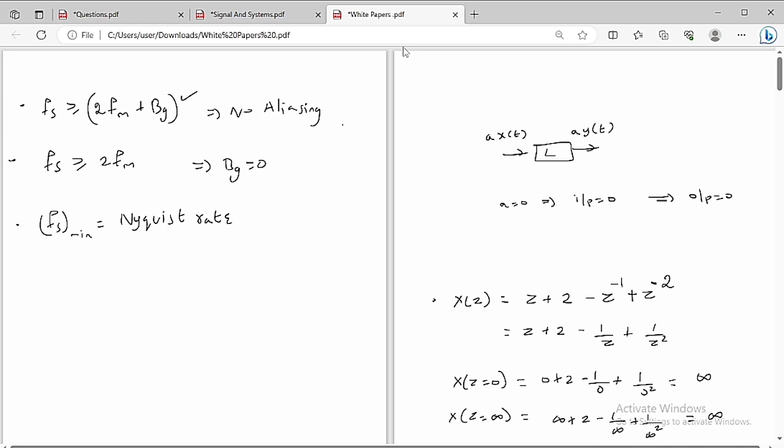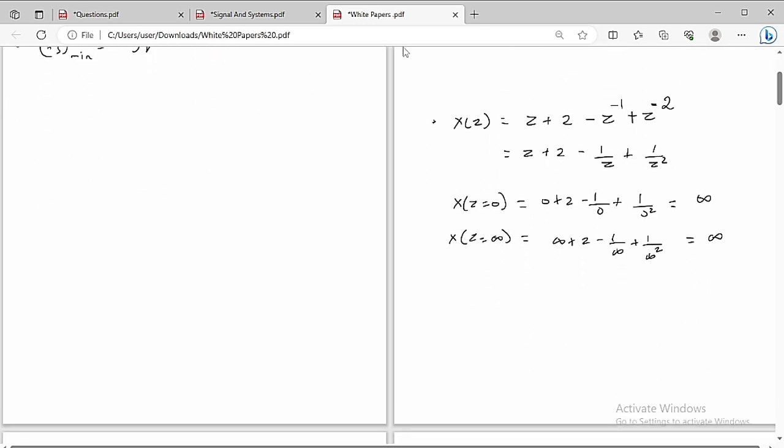Therefore, this X(z) is not defined for z equal to 0 as well as z equal to infinity. So what is the ROC? ROC means those values of z for which we are going to get a final value of X(z). Whenever you substitute some values of z in X(z), you should get a finite value, not an infinite value. If you get an infinite value, that is not an ROC.